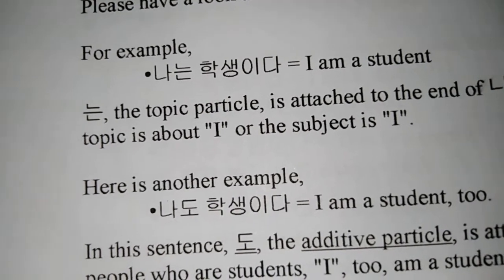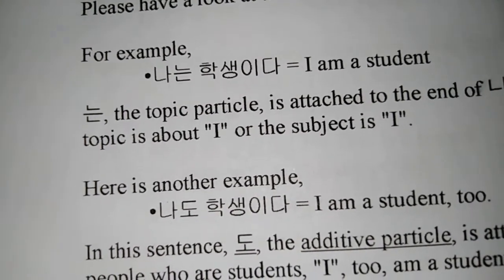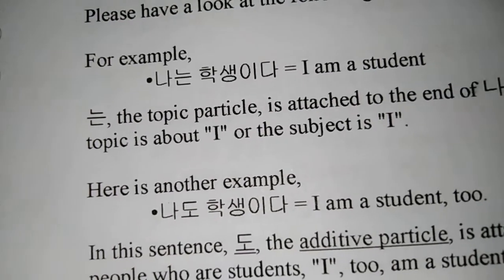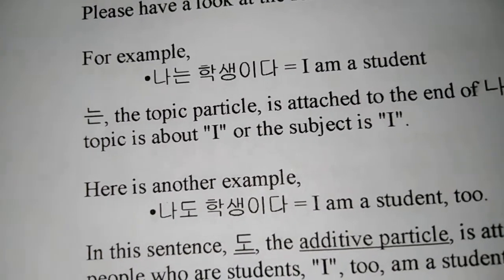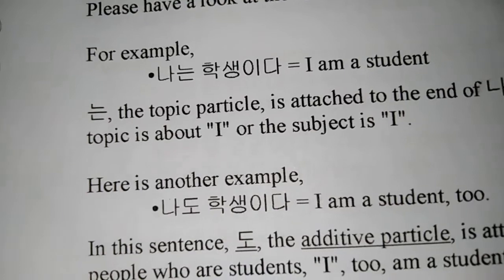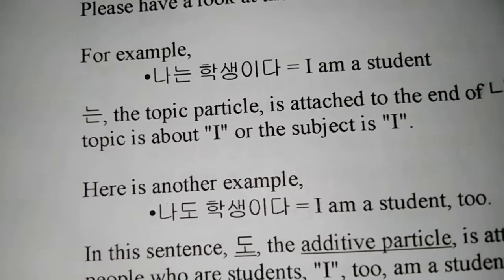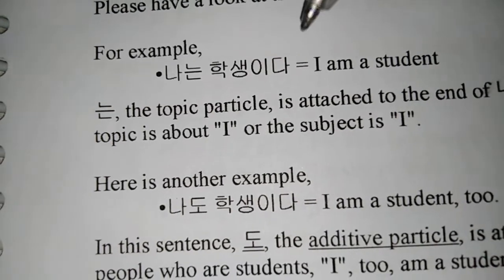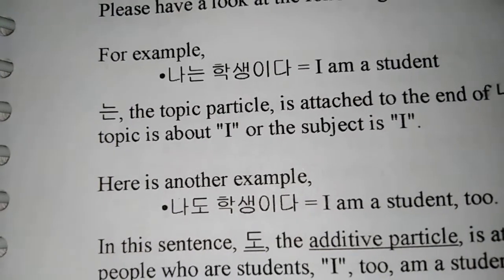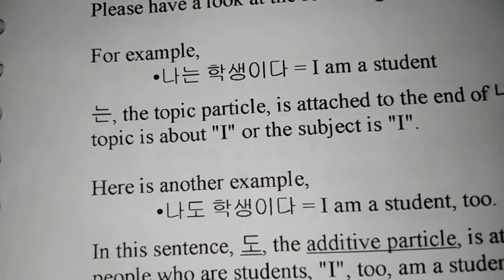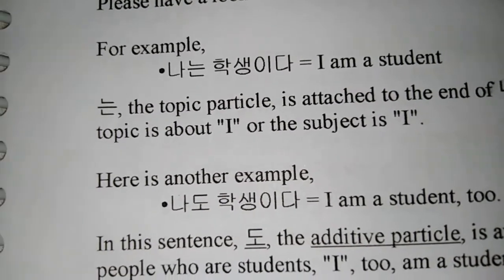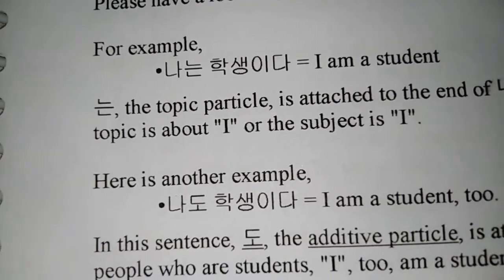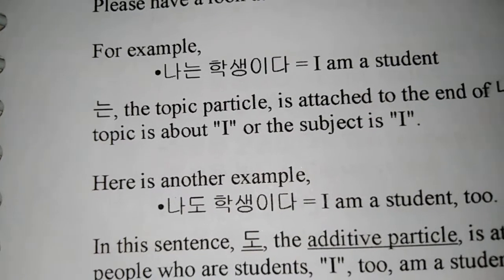So in 나는 학생이다, 는 is attached here to indicate that we are talking about na, and na means I. So we are talking about I here. 학생 means student. So we are saying that I am a student. We are not talking about anyone else. We are talking about na. That's what we are indicating here.